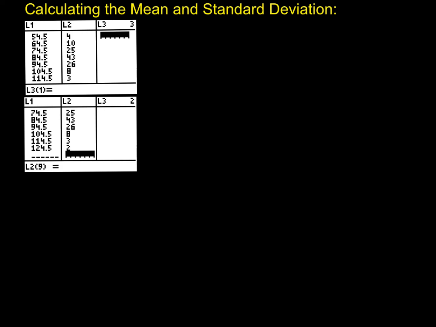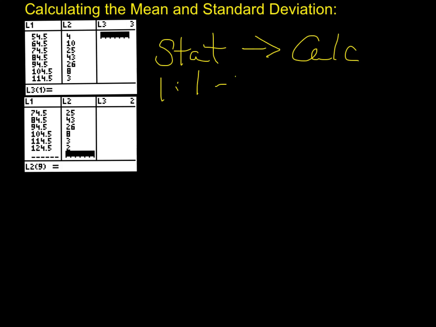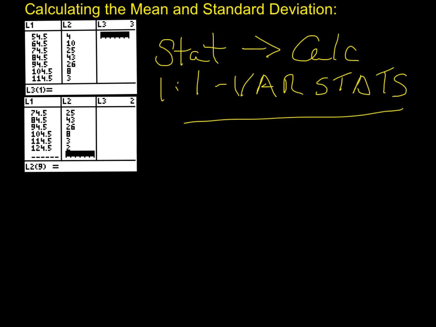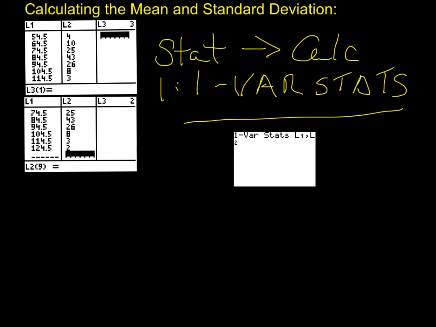What we want to do next is press Stat, and go right over to Calc. We want to select the first option, which is number 1, 1-Var Stats. Once we select that and come back out to the home screen, we want to use second L1, the comma key, and then second L2. We should get a picture that looks something like this. So you should have 1-Var Stats L1, comma L2.